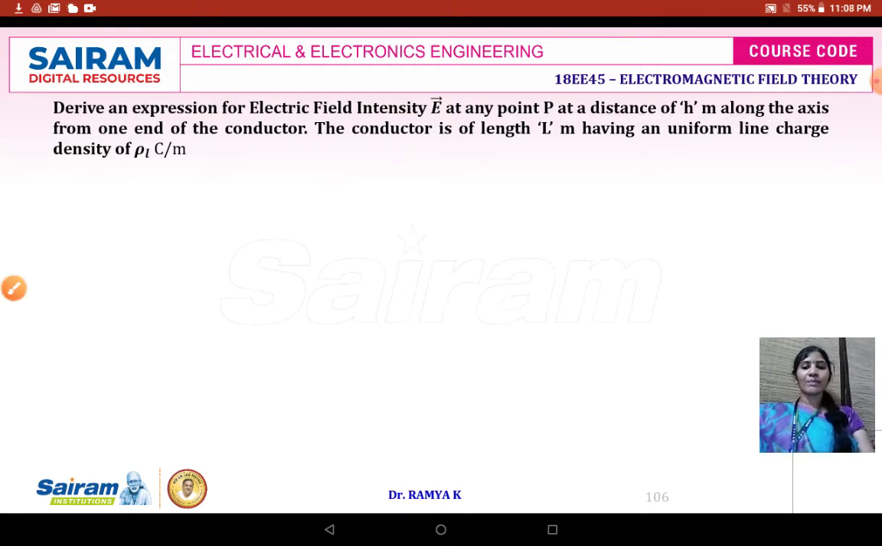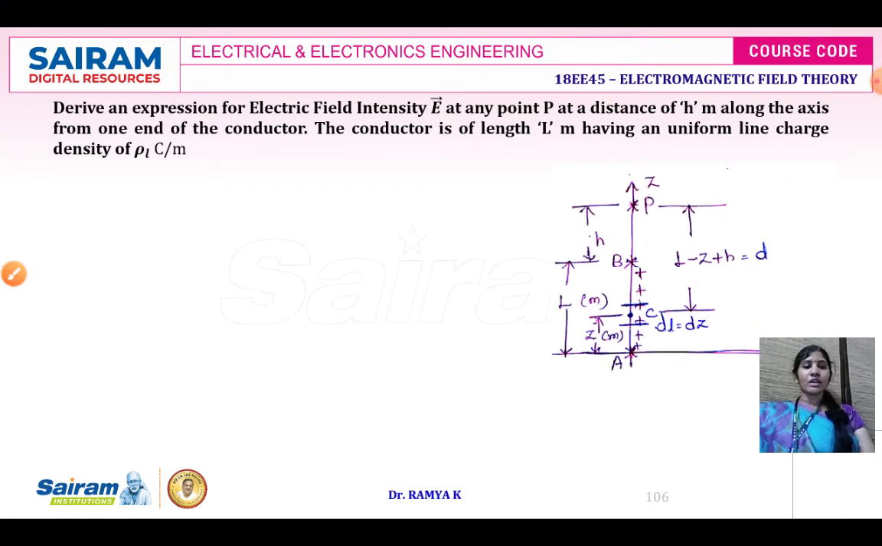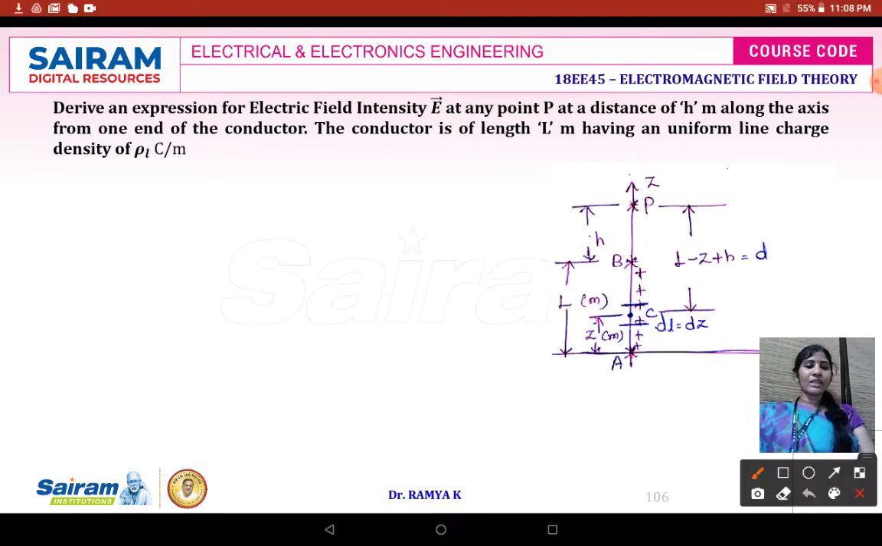So for example, here if you are placing the conductor, you can see here, let L be the length of the conductor, AB. The point P is placed at a distance of h meter along the axis from one end of the conductor. So along this axis, from one end of the conductor, the point P is placed, which is at a distance of h meter.